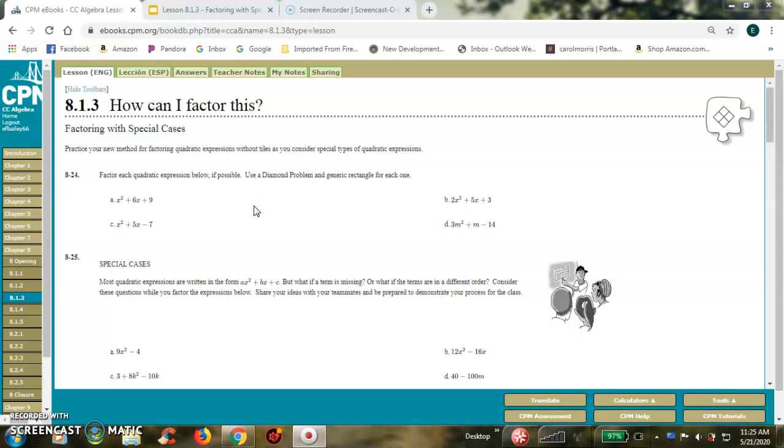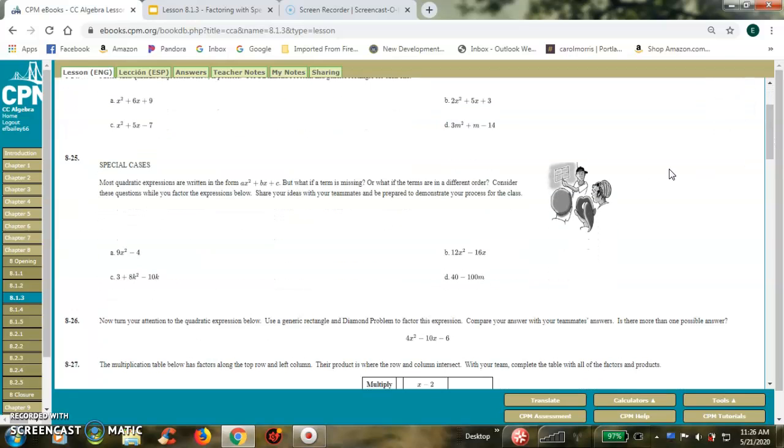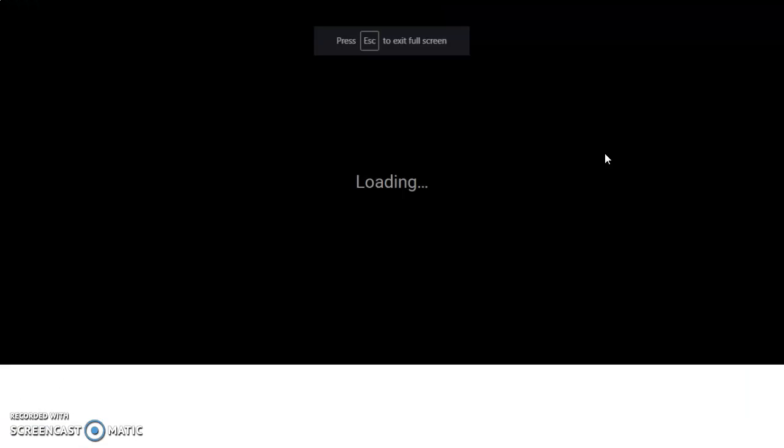As you can see from this opening slide, today's lesson is from section 8.1.3 of the CPM book, and they titled this Factoring with Special Cases, or How Can I Factor This? We're going to focus on problems 8-25 and 8-26 in order to meet our learning targets. So our learning targets are right here.